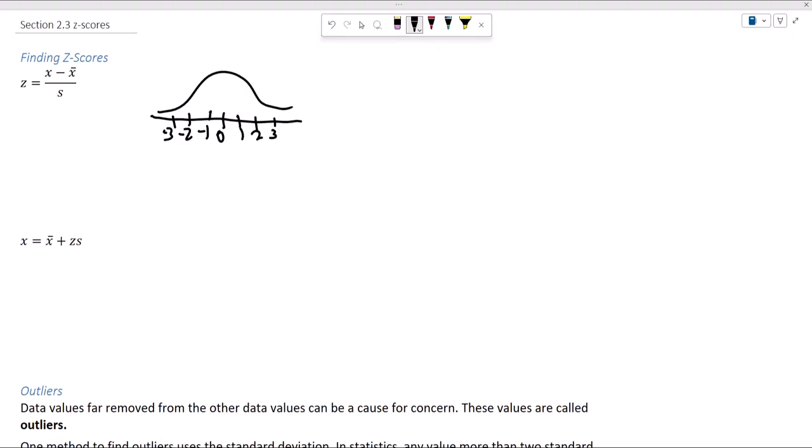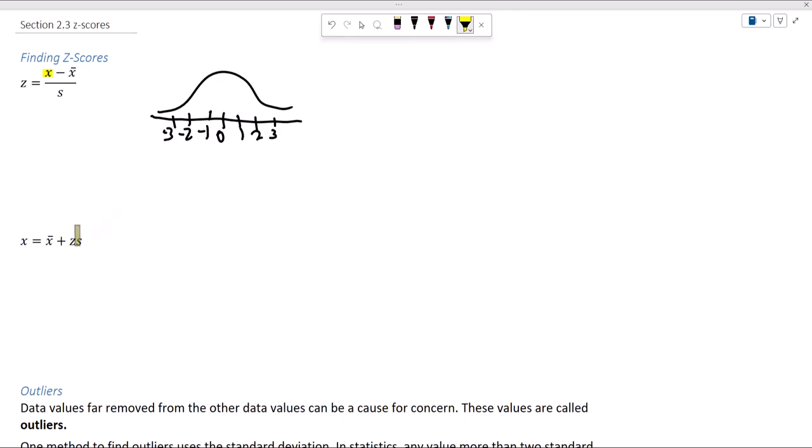And so we can take data points like these here. We'll have x as a data point, x bar is the mean of the sample, s is the standard deviation of the sample, and we can use this to place our data point along a scale here. And we use z-scores to compare things that aren't necessarily the same.